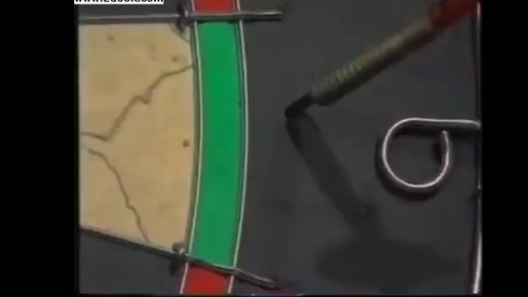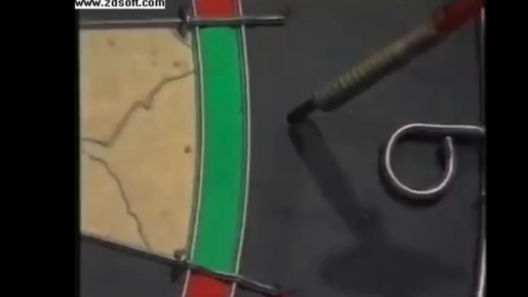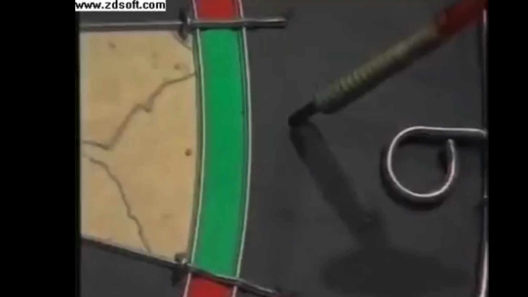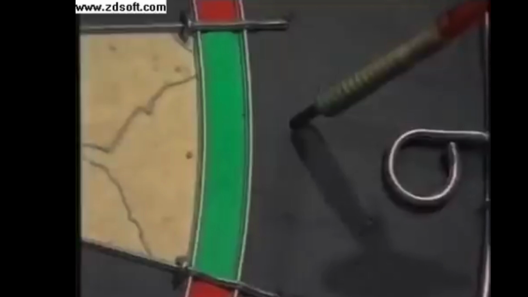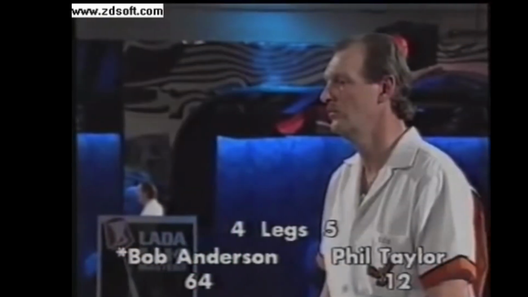Now I'm going to show you a situation that happened in 1992 in a match between Phil Taylor and Bob Anderson using this exact format. It is on YouTube, and I'll put the link to the video in the description if you want to go check that out. Phil Taylor misses double six for a 126 finish for the match to win 6-4, which means Bob Anderson then returns to the board 5-4 down.